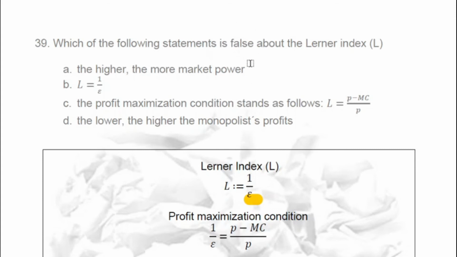Sorry, it was false. I was saying, oh, this is true, but this is also true by definition. Okay, so which is false? This is true. The profit maximization condition stands as follows. Yes, because we proved in class that we can write it like this, and as by definition the inverse of the elasticity is L, then L is equal to this. Okay, so this is the false one, of course. The lower the Lerner index, the higher the monopolist profits.